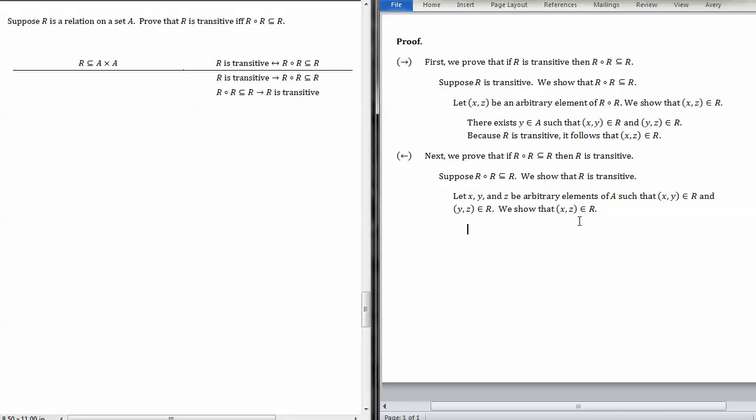So how do we do that? Well, we have XY in R and YZ in R, so just like up above, we know that XZ is in the composition of R with itself. We've supposed that R composed with R is a subset of R, so because R composed with R is a subset of R, it follows that XZ is in R as well, which is what we wanted. Okay, so we're done.